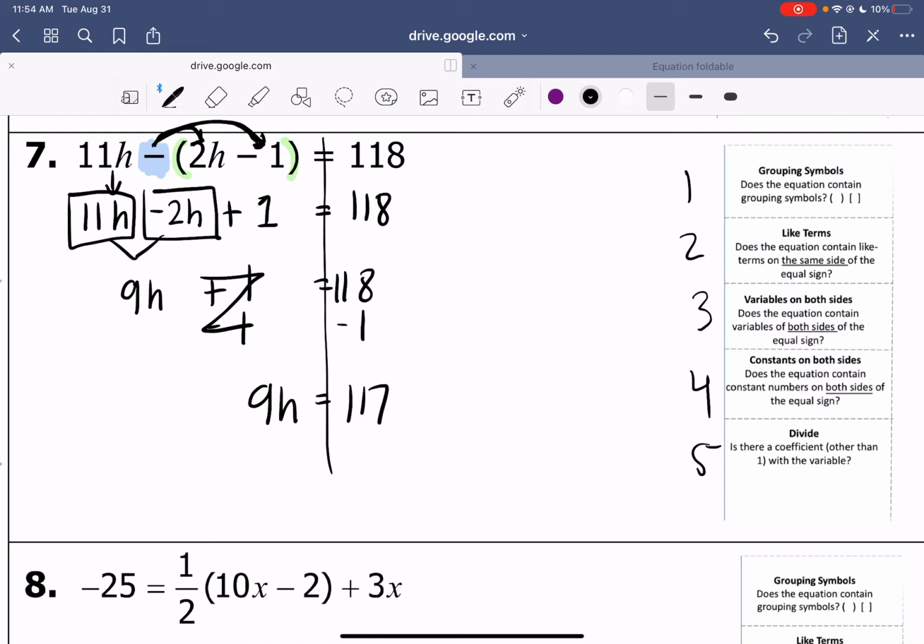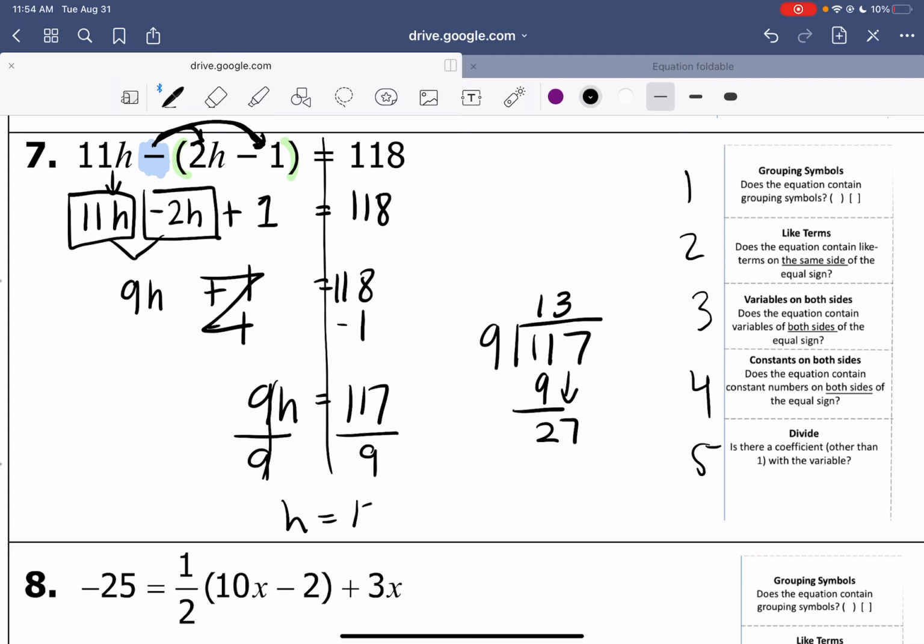All right, so then we're going to take our coefficient, which is 9, and divide both sides by it. This is where I would get my long division out. So 9 goes into 11 one time. 1 times 9 is 9. Then we're going to bring down 2, and then divide our 27. 9 goes into 27 3 times. So we're left with h equaling 13.